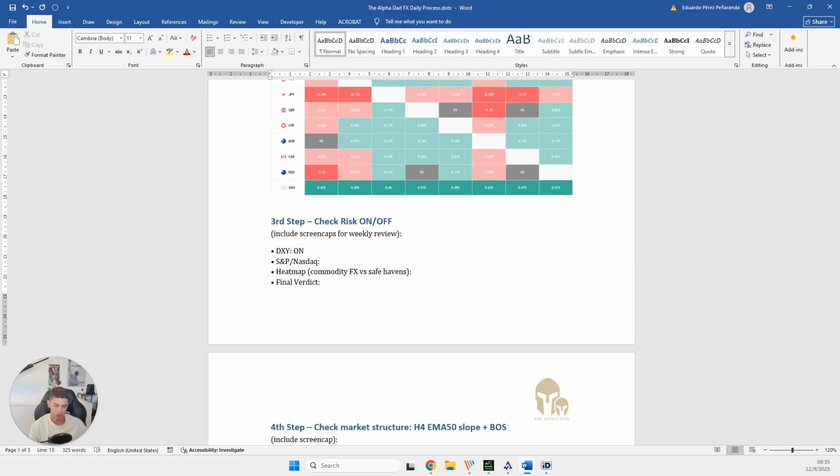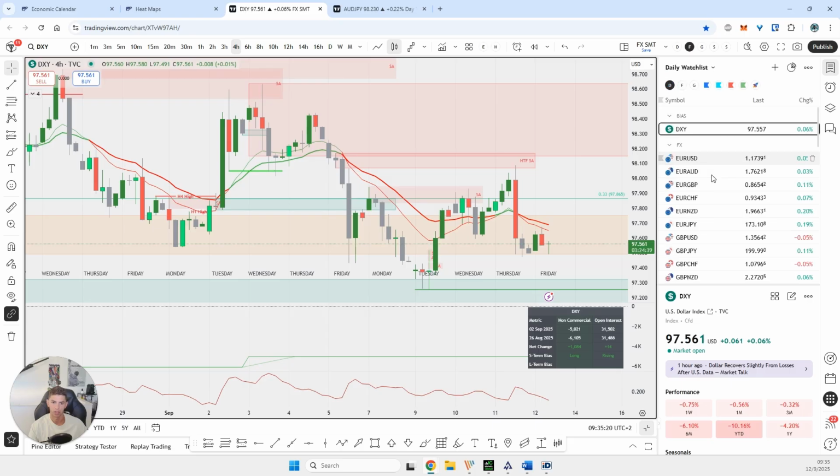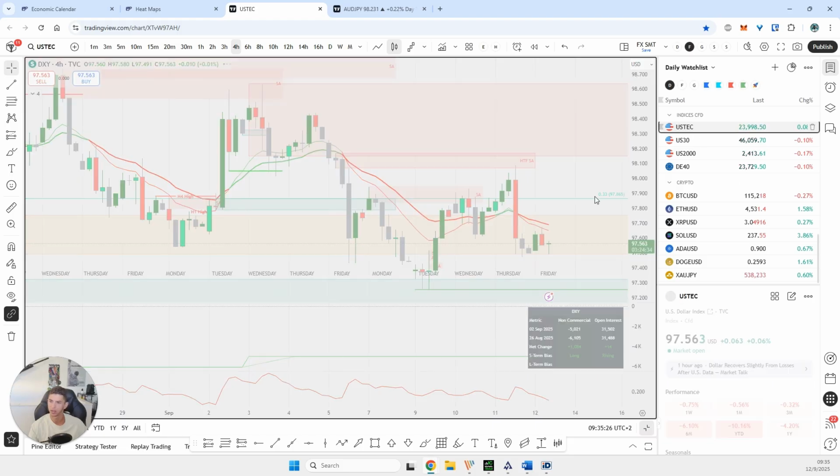Now let's move on to check the indices. We're gonna remove AUDJPY from here, we're gonna go here, and we're gonna go to the indices. US Tech is Nasdaq, it's the CFD of Nasdaq.